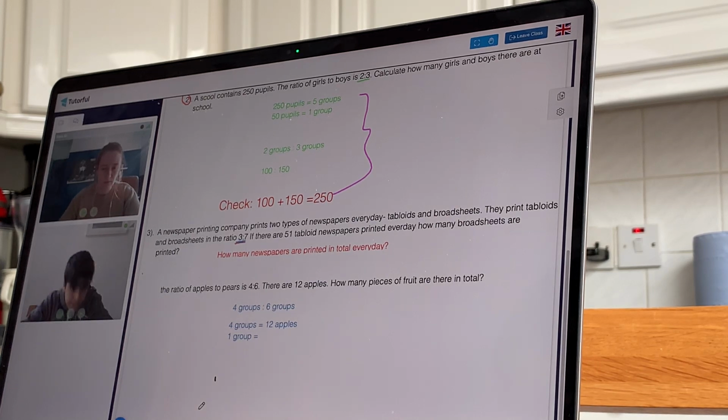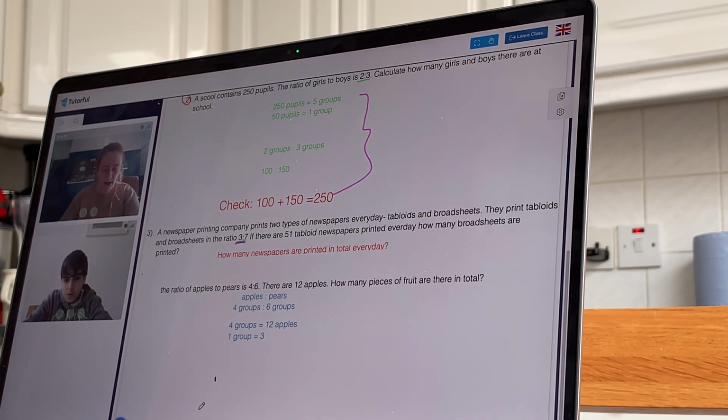Wait, would it be, I divided 12 by 4. Yeah, brilliant. 3. There's 3. Yes, so 3. So one group is 3. Yes. And we have 4 plus 6 is 10 groups in total. So in total, there's 3 times 10. 30, yeah, brilliant.